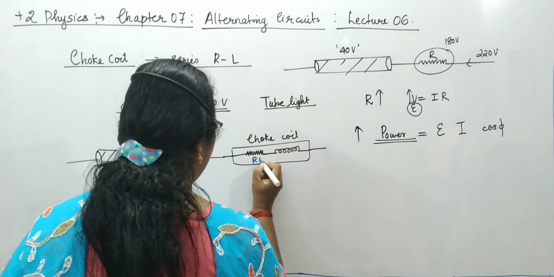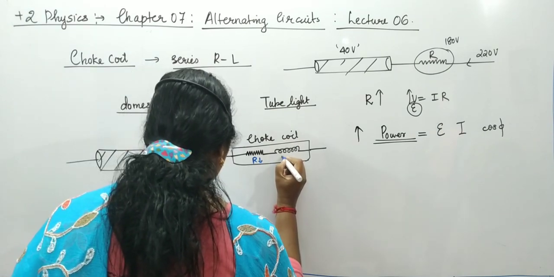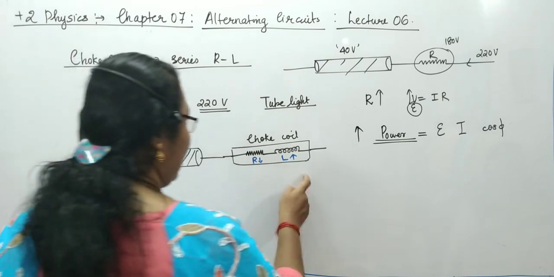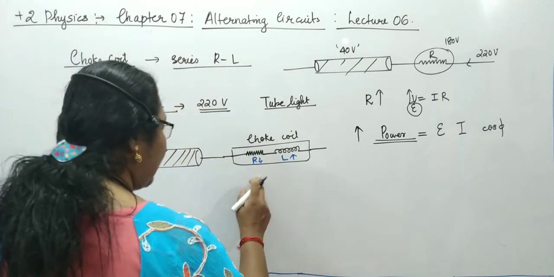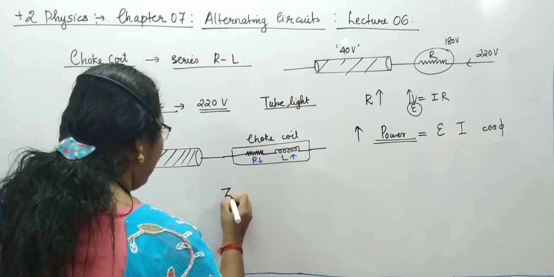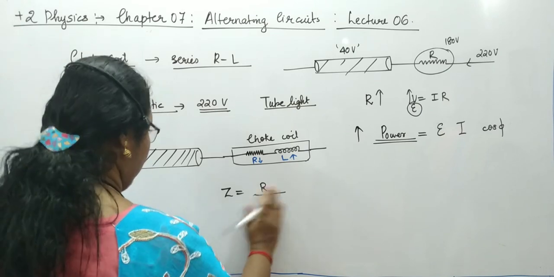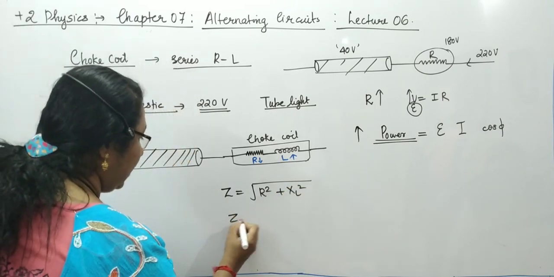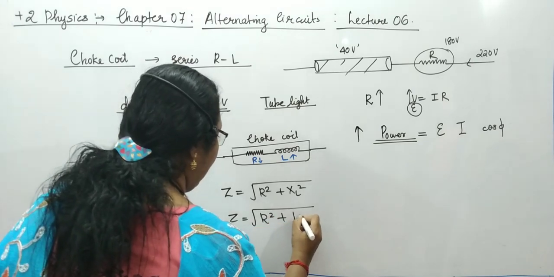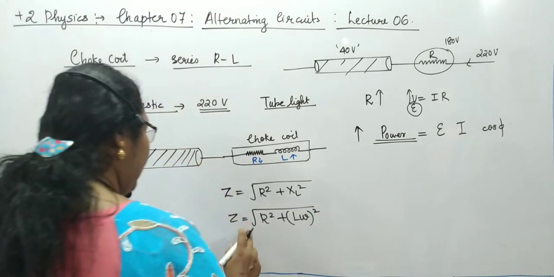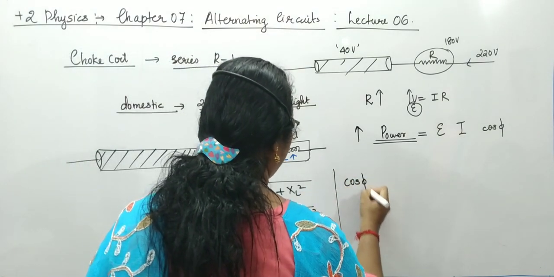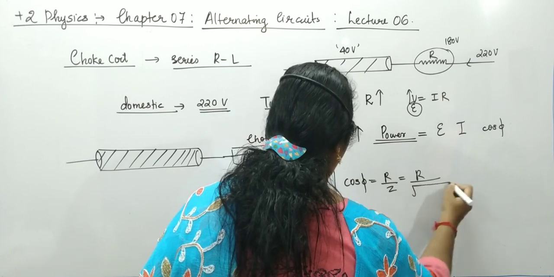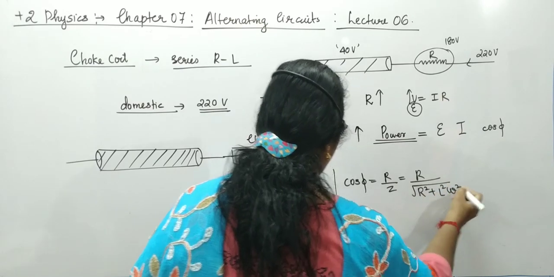Here the resistance value is less, but the inductance value L is high. So when an RL circuit is taken, what happens? In an RL circuit, we can take impedance Z as root of R square plus XL square, or Z is equal to root of R square plus L omega the whole square. In the next step, we have studied that cos phi for our RL circuit is R by Z, that is R by root of R square plus L square omega square.